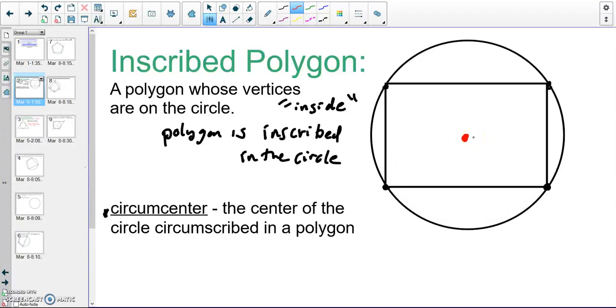Just one point of clarification. To describe this picture, we could say the polygon is inscribed in the circle, or we could say the circle is circumscribed about the polygon. So it just depends on your perspective there. Make sure you're clear that you can reverse those ideas.